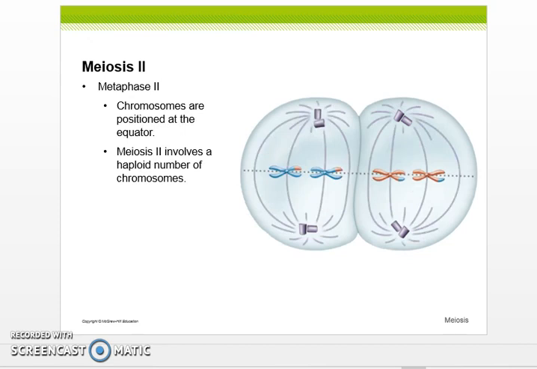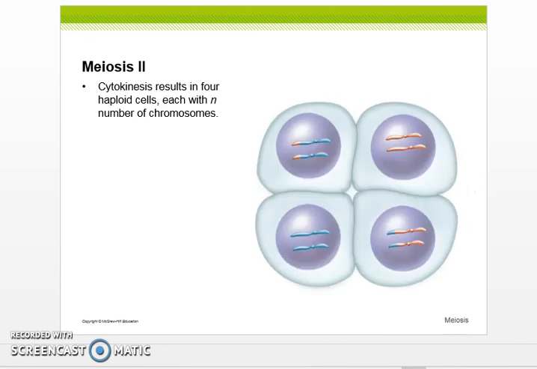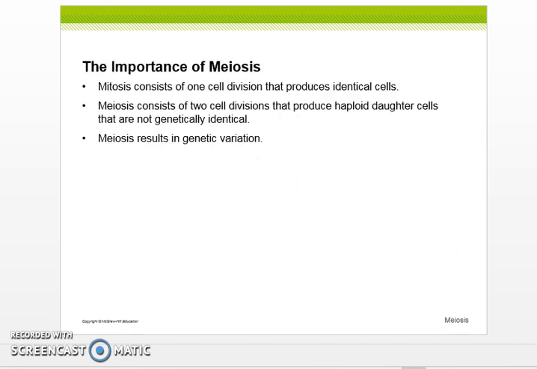Metaphase 2, chromosomes are positioned at the equator, and meiosis 2 involves a haploid number of chromosomes. That means they have half of what they had originally. And finally, we have cytokinesis, which results in 4 haploid cells, each with an N number of chromosomes. Now I'm going to have more of a visual on the importance of meiosis and how that happens in a later video. But it's important because mitosis consists of only 1 cell division that produces identical cells.